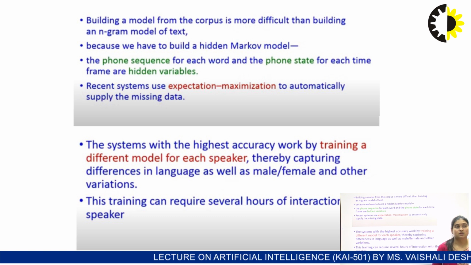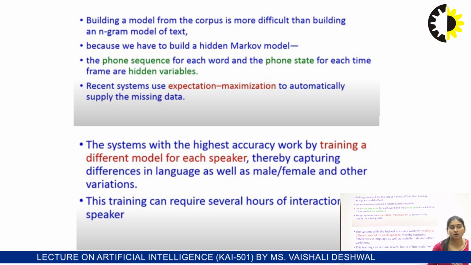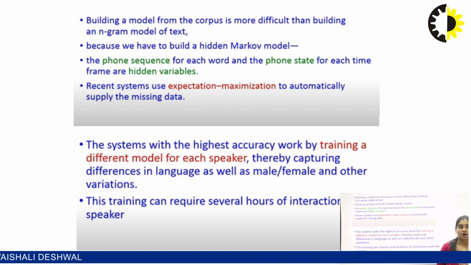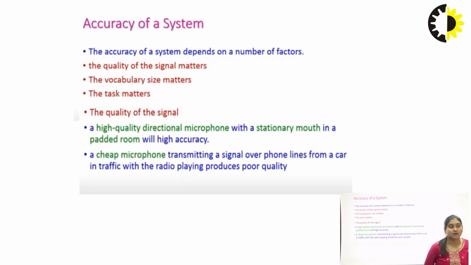The systems with the highest accuracy work by training a different model for each speaker, thereby capturing the differences in language as well as male, female, or other variations. Now, this training can require several hours of interaction with the speaker. Now, what is the accuracy of a system?